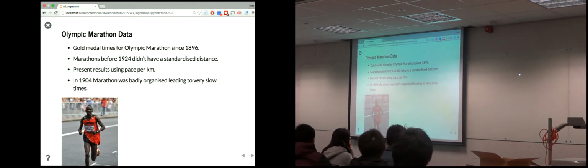And actually, it's very interesting data. Because, again, we've got all the data since 1896, but they didn't have a standardized distance on those early ones. It was just like anything over 40 kilometers. In fact, I think it was 40 kilometers. And then in 1904, in St. Louis, the marathon was really badly organized. They got lost, and there was a lot of dust on the road, and basically the time was really slow. So these are paces in minutes per kilometer.